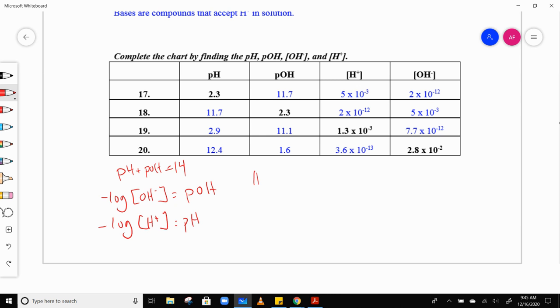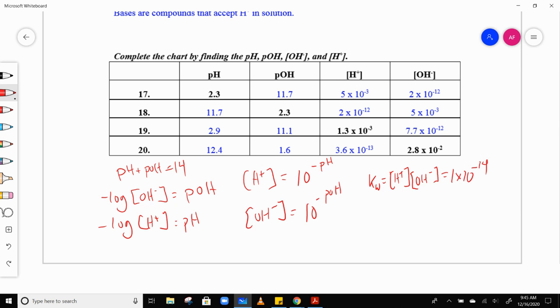If you want to find H plus concentration, there's really two ways to do this. One way is just 10 to the negative pH. If you want to find OH minus concentration, it's 10 to the negative pOH. You can also use the Kw. Kw is the concentration of H plus times the concentration of OH minus, and these two things will always multiply to give you 1 times 10 to the negative 14.